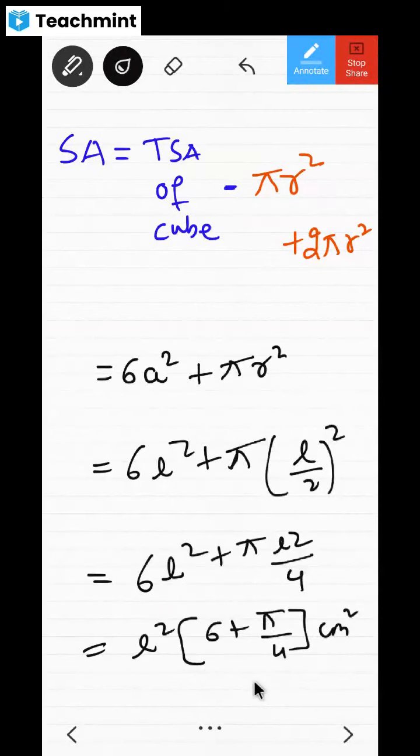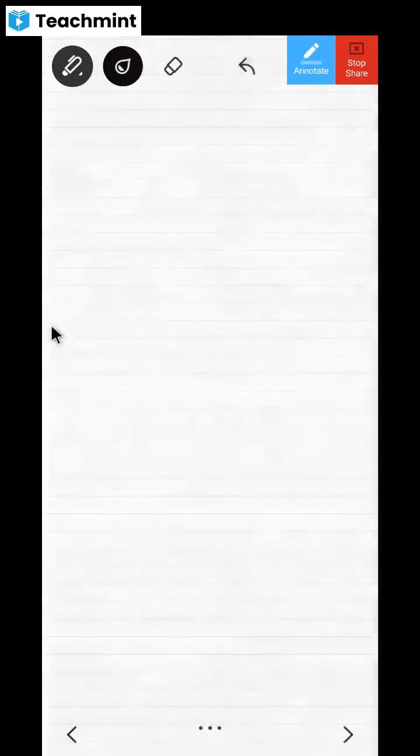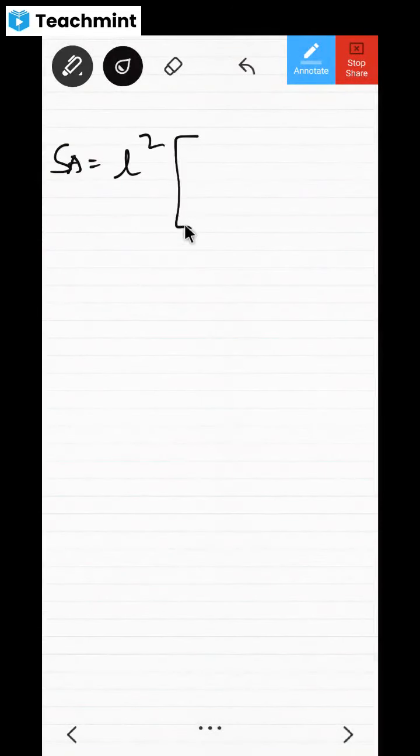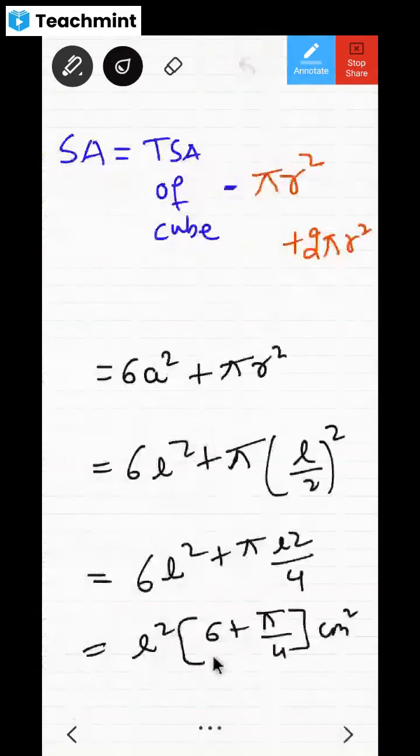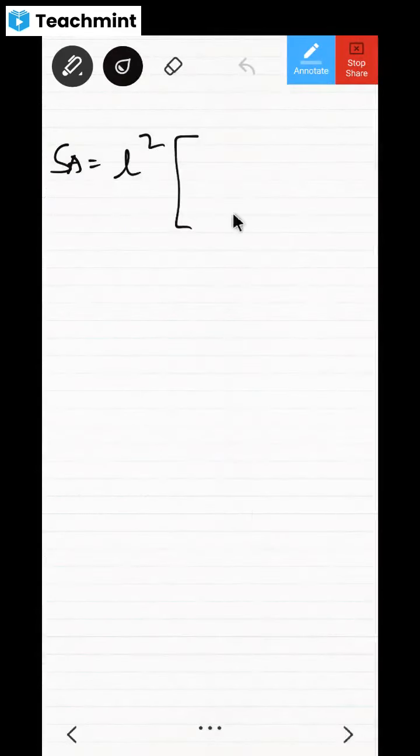Yes, dear children? Let me complete that also. So surface area is equal to L square, and in the bracket, what is there? Here it is 1. So what is the LCM? LCM is 4. Okay, now it becomes what?